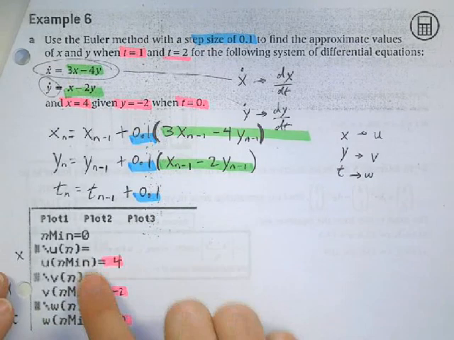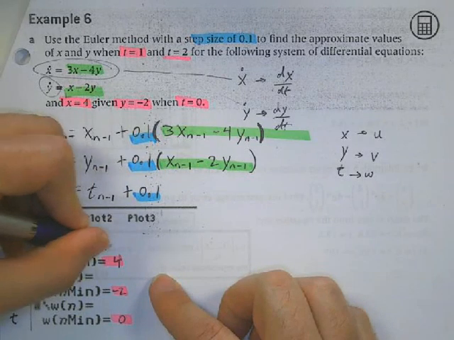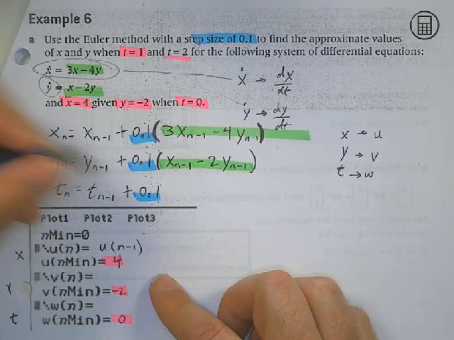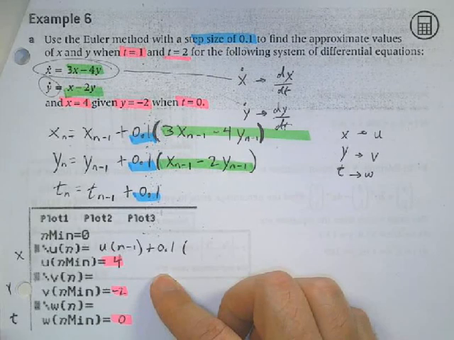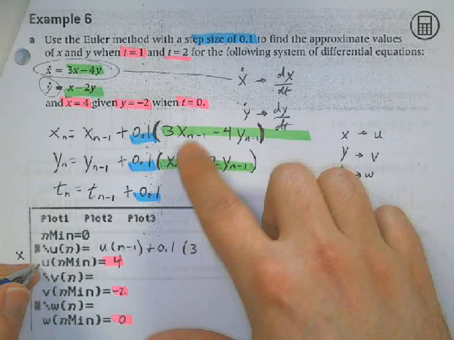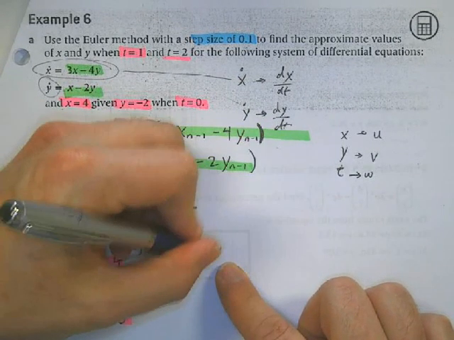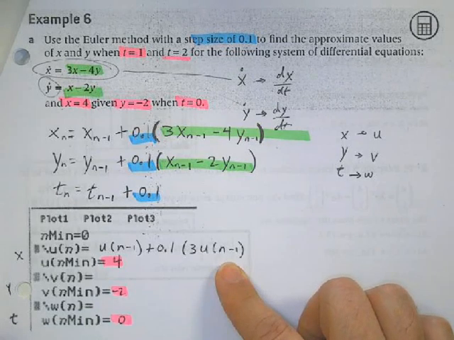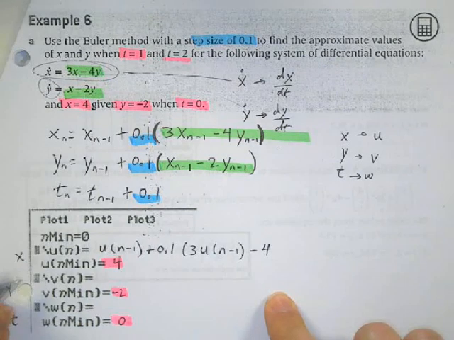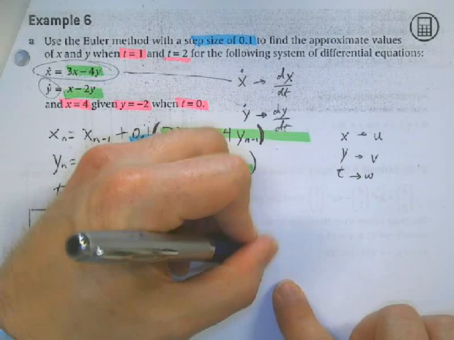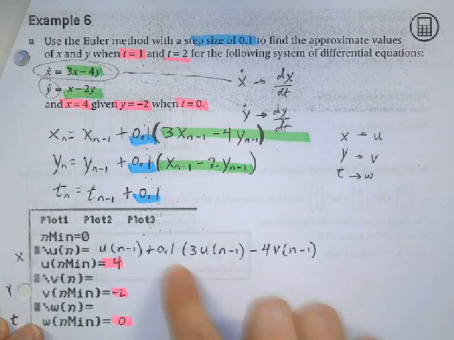Okay, so the first line here, I'm going to be writing u(n-1) + 0.1(3, and this is x, so I'm going to write u(n-1) - 4v(n-1)).